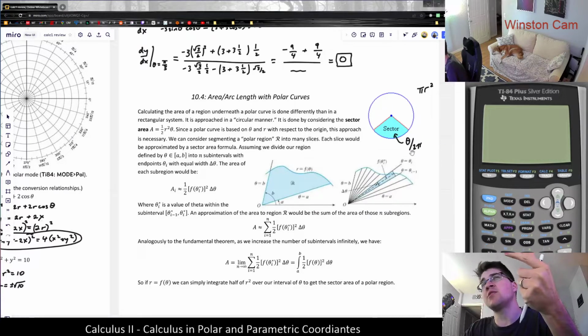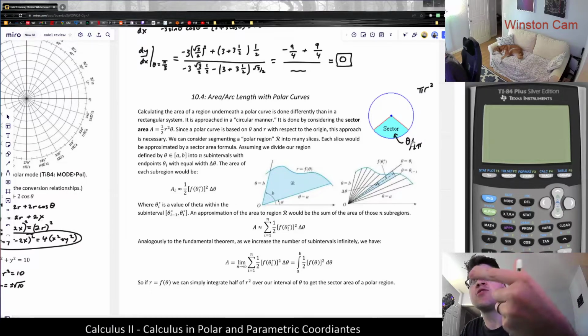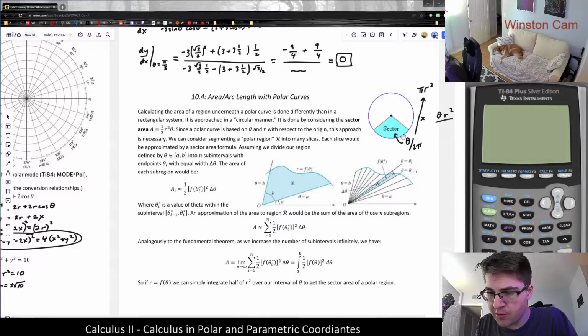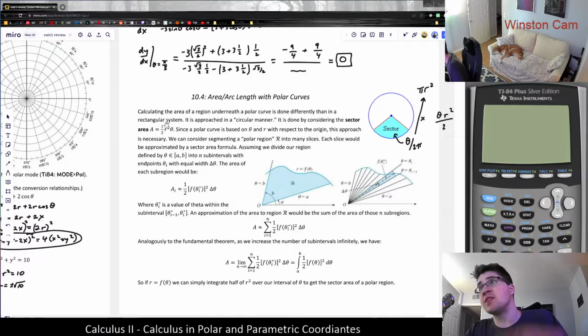So essentially what this will do is tell you how much of the circle this is. And if I multiply theta over 2 pi times pi r squared, that would give me the sector area formula. The pi would of course cancel, and I would get theta r squared over 2. I'm just trying to explain why this sector area formula makes sense.